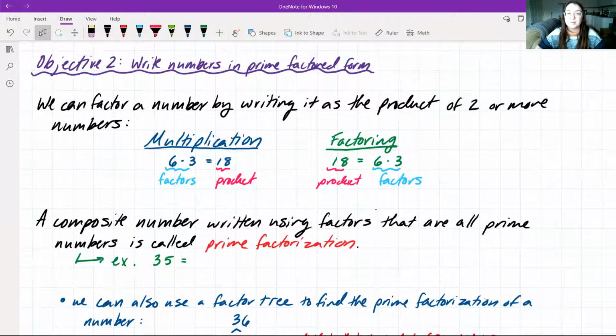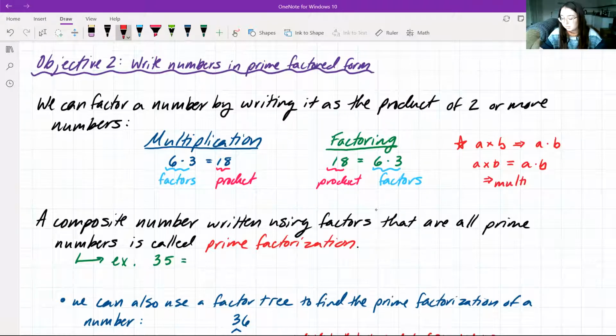You may have noticed at this point that instead of writing a number times a number, where we have an x, it's now being written as a dot b. This is just another way of saying multiplication. So a cross b is equal to a dot b, and this is all multiplication. They're the same thing.